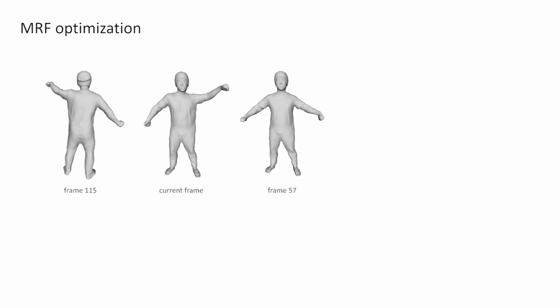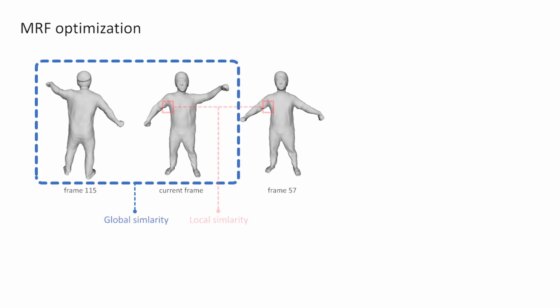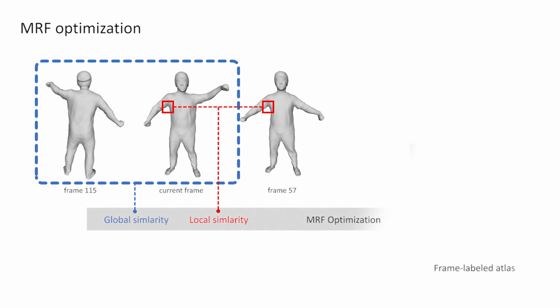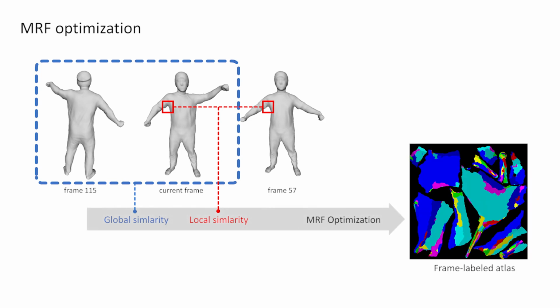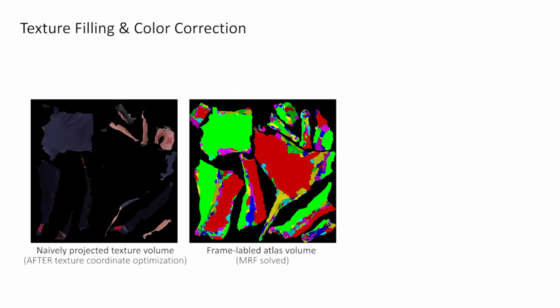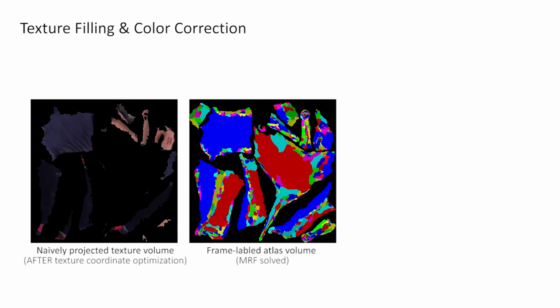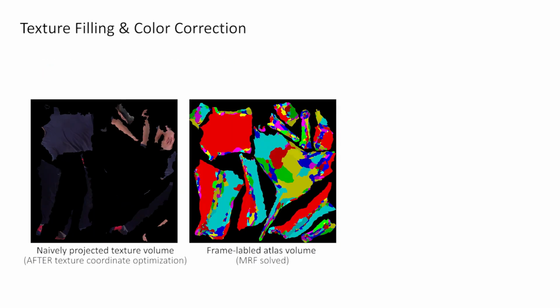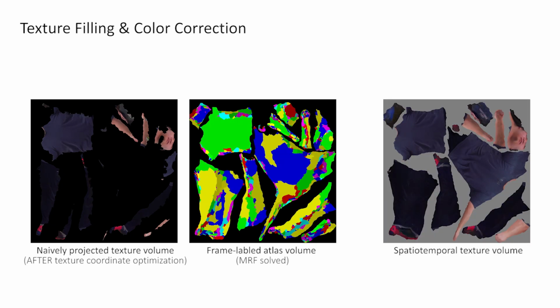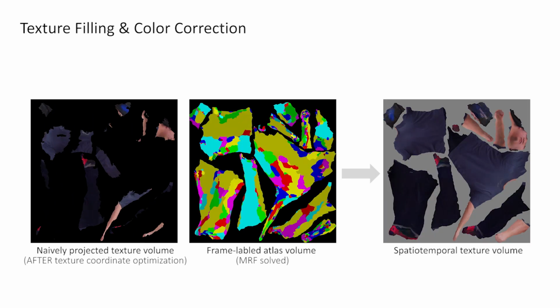Next, in order to fill in invisible areas in the texture volume, we formulate an MRF energy using geometric similarity and temporal texture variation. By minimizing the MRF energy, frame labels are assigned to each face that can constitute a high-quality spatiotemporal texture volume. We then fill the spatiotemporal texture volume by copying texture patches from the input images using the frame labels determined for dynamic mesh faces.